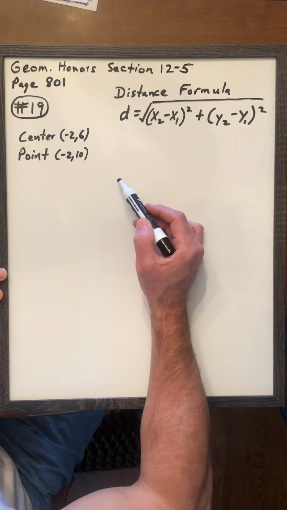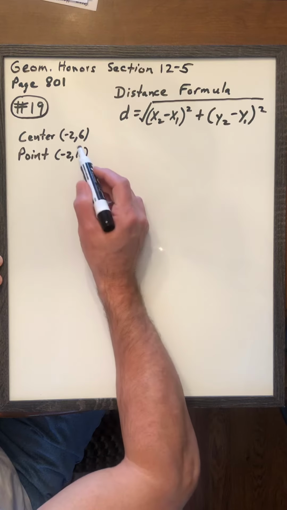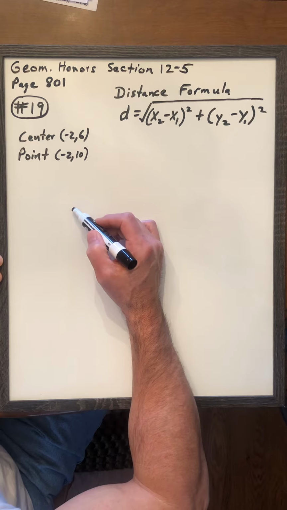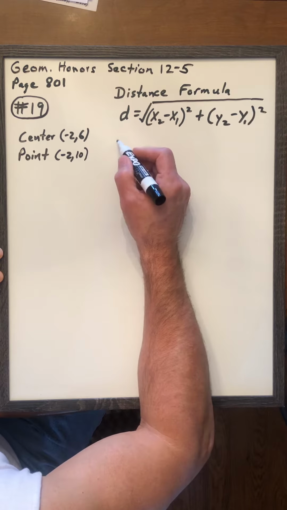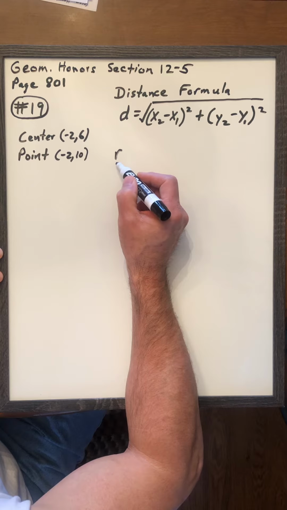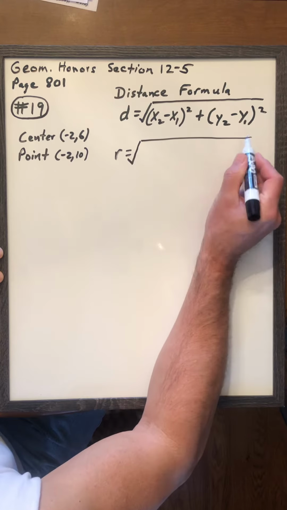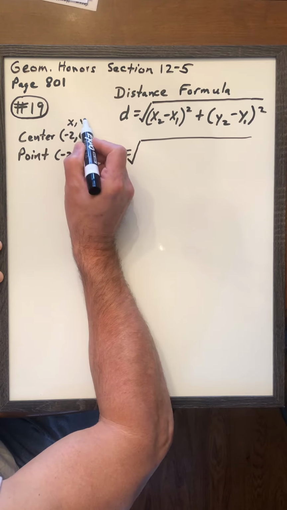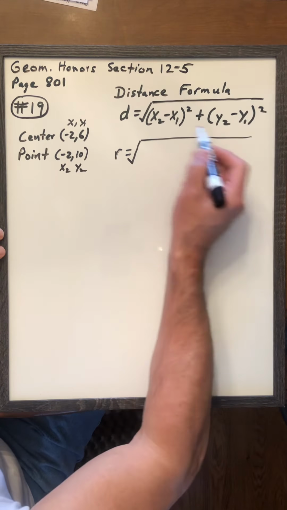You guys have used this before, and I've got it written down here. We're going to plug these numbers into our distance formula, and that's going to give us the radius. So instead of D for distance, I'm going to put R, because that distance is the radius. So r equals the square root symbol. Here are our numbers: this would be x1, y1, and this would be x2, y2. I'm going to plug them in.